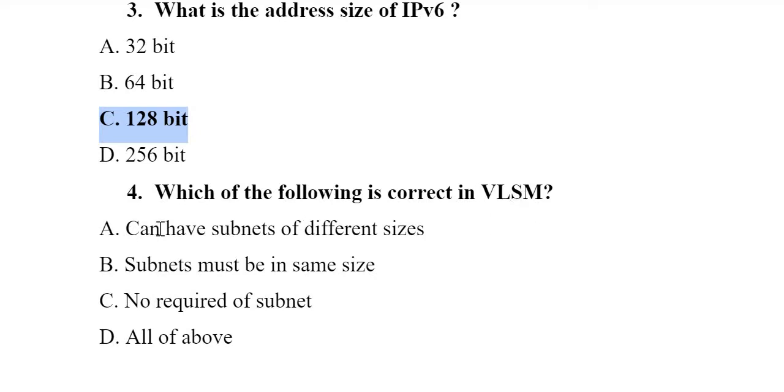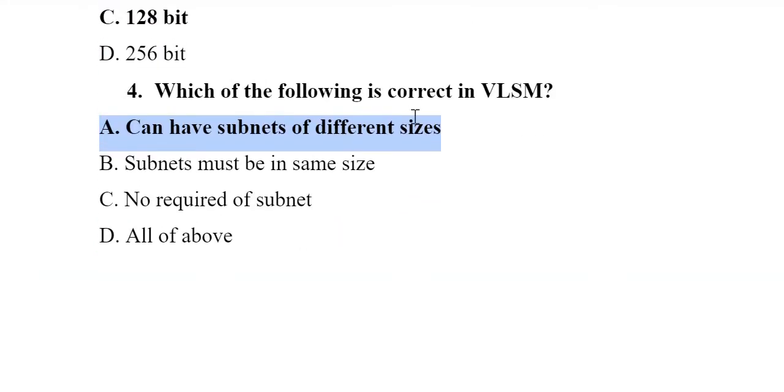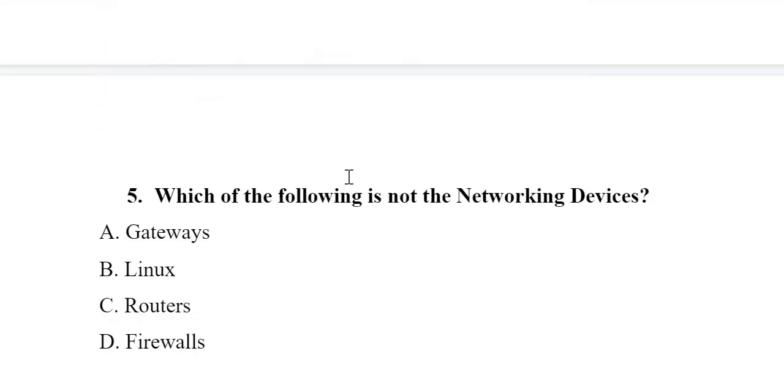So let's see the options. Can have subnets of different sizes. Subnets must be in the same size, no, this is not correct. No required subnet is also not correct. All of them, these are not correct. So the correct answer is that it can have subnets of different sizes. In the same way, if it is asked which of the following is correct in FLSM, the answer will be subnets must be in the same size.